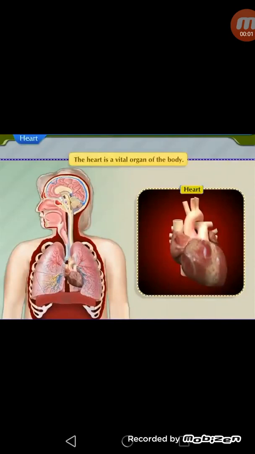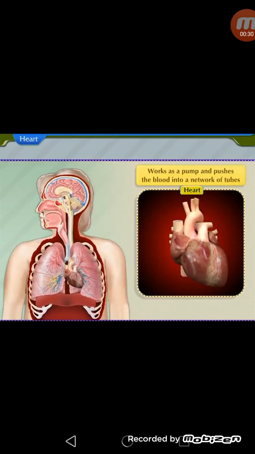Dear students, in the last video we learned that transportation in animals occurs with the help of the circulatory system. This circulatory system consists of blood vessels and the heart. We discussed blood and blood vessels in the last video, and today I am going to describe the human heart. As you know, the heart is a vital organ of the body and it is the most sensitive organ of our body. Now, what is the structure of the human heart?